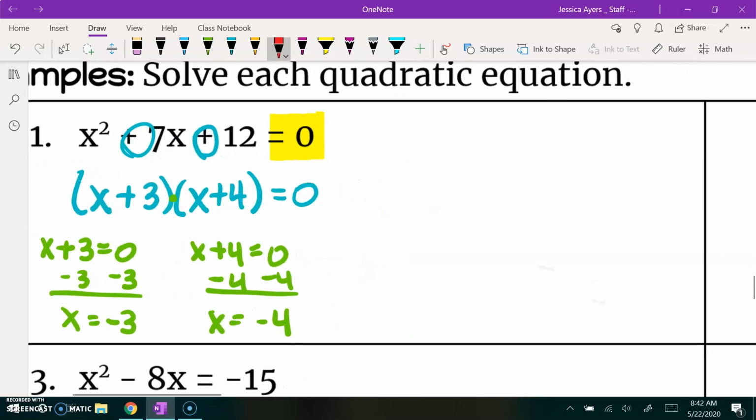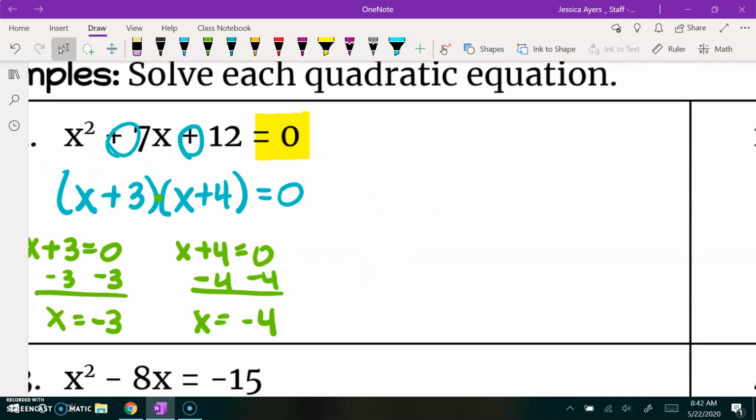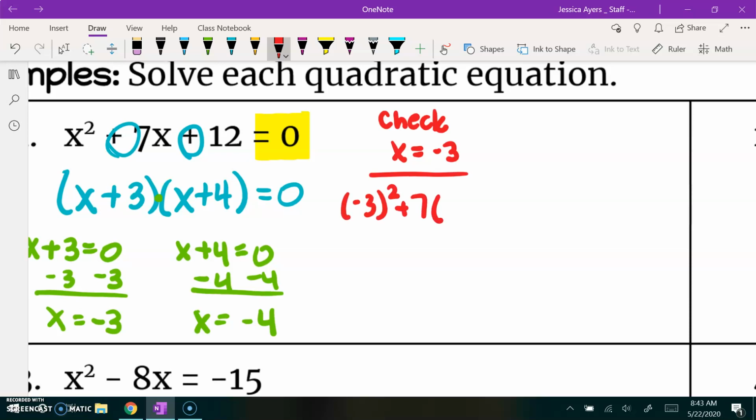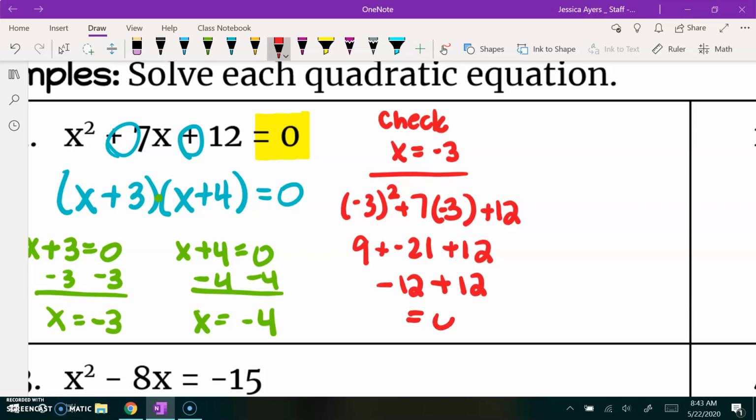To check it, all I need to do is plug those X's into my equation. Remember that you're going to check them both. So we'll check X equals negative 3 first. We'll have negative 3 squared plus 7 times negative 3 plus 12. Negative 3 squared is 9 plus negative 21 plus 12. 9 plus negative 21 is negative 12, plus 12 is equal to 0. So that one checks out.